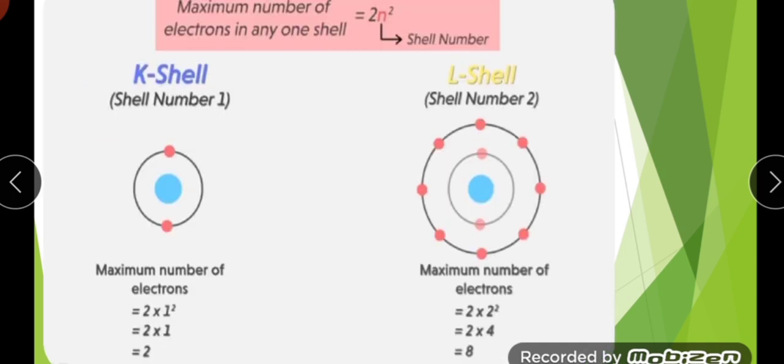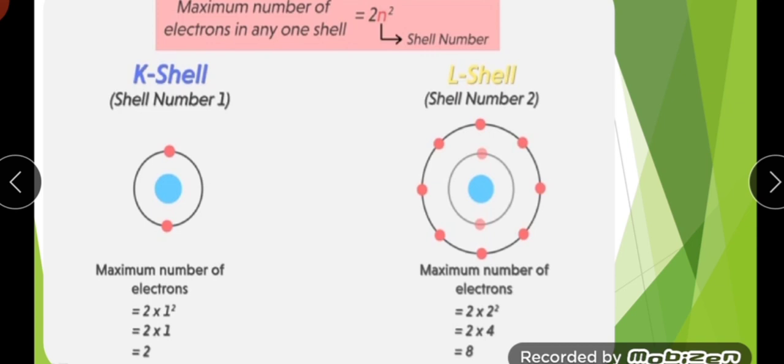If we take an example, the first shell is the K shell. The number of the K shell is 1. So we will substitute the number 1 in the formula 2 into n raised to 2. So, 2 into 1 raised to 2, that is 2 into 1, which is equal to 2. That means the K shell has the capacity to hold only 2 electrons, not more than that. It cannot accommodate more than 2 electrons.